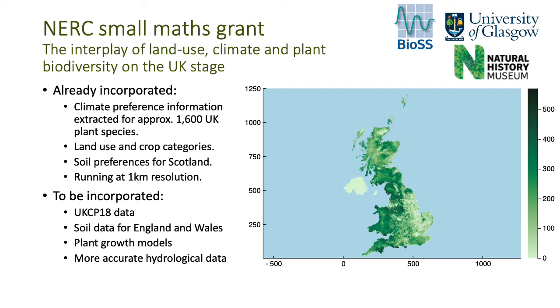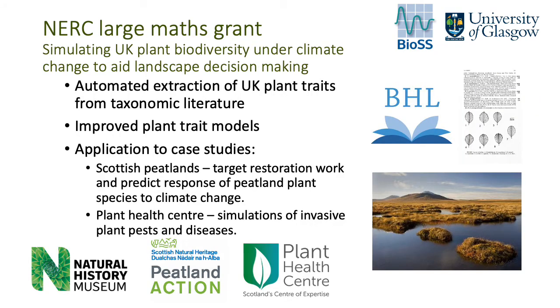So the small mass grant has taken the 1,600 species that we can model. A couple of hundred are species such as seaweeds that we're not modelling in this context. And we've added in these land use and crop categories, we've added in soil preferences, we're running at this much finer resolution, and we're starting to incorporate other features such as plant growth models that we're aiming to extract from joules. This work's now largely done, and so we're moving on to the large mass grant, which has just begun.